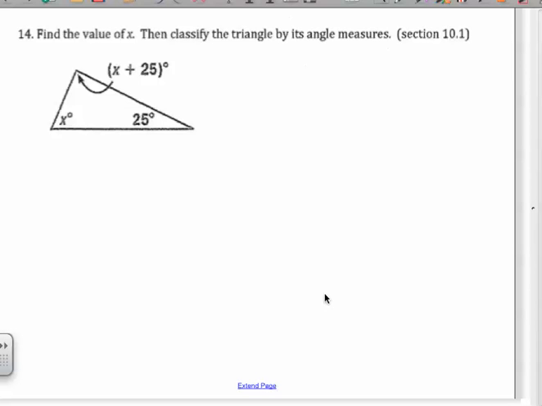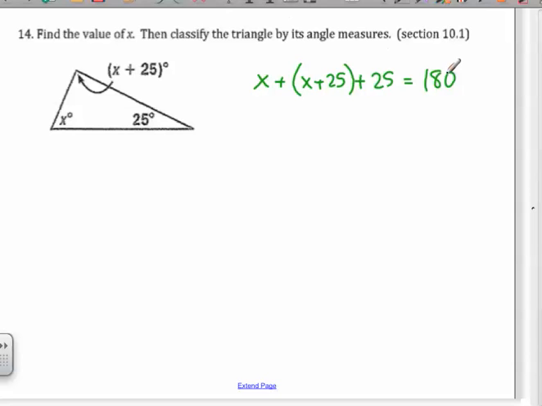So the first thing I need to remember is that when I add the measures of all the angles in a triangle, what number do I get? What is the degree measure when I add all of the angles in a triangle? What do I get, Trigo? 180. So that means if I take these three angles, I'm going to add x plus 25 plus 25. I should get 180.